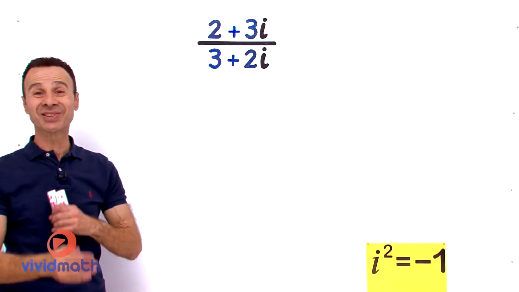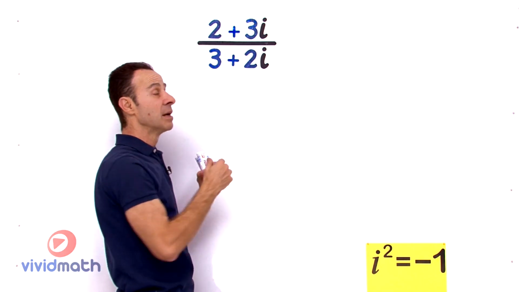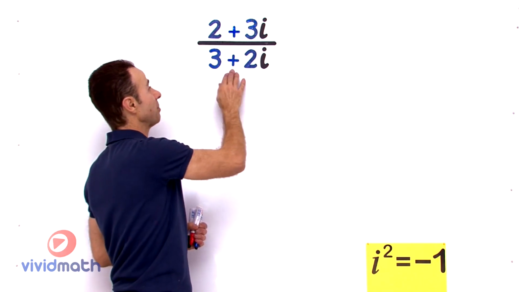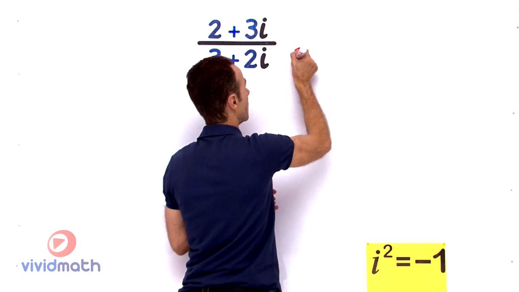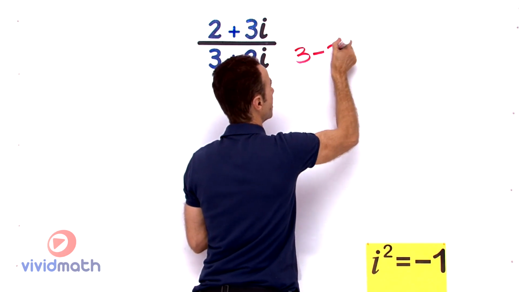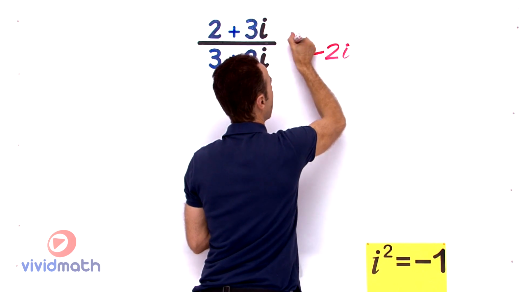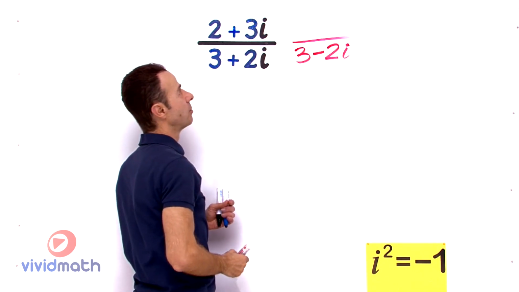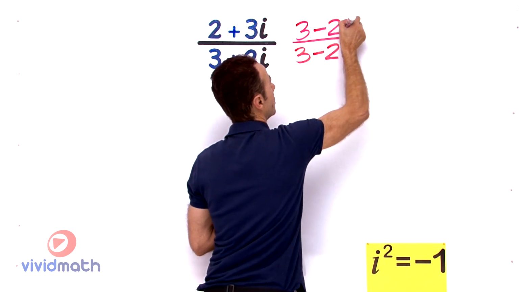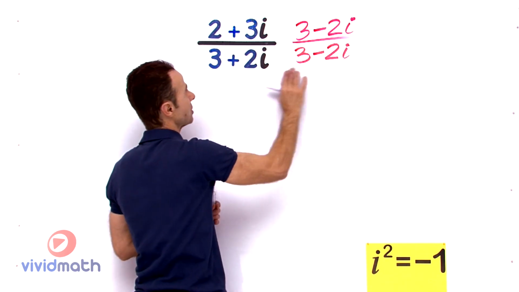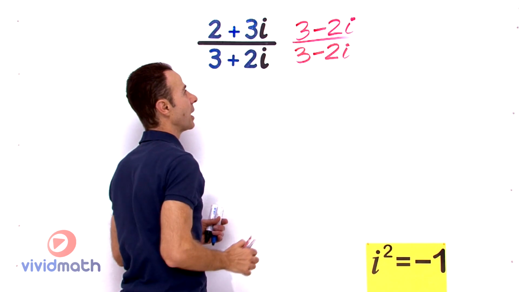Now, the conjugate is the exact opposite of what we have already as the denominator. We have 3 plus 2i. The conjugate will be 3 minus 2i, and we multiply that also by the top. 3 minus 2i. So that's a plus, that's a minus. We've got the minus top and bottom.